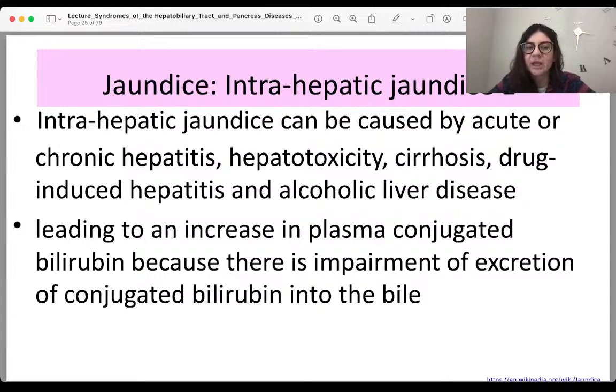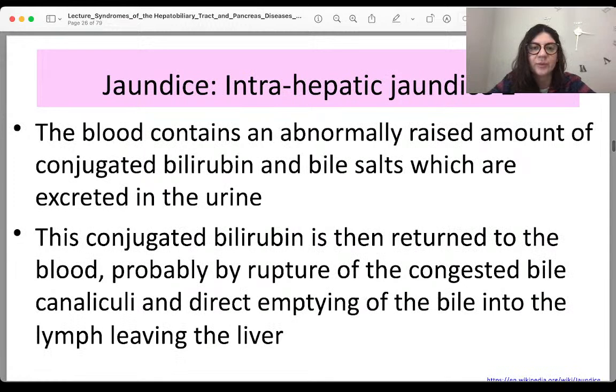Intrahepatic jaundice. Intrahepatic jaundice can be caused by acute or chronic hepatitis, hepatotoxicity, cirrhosis, drug-induced hepatitis, and alcohol liver disease, leading to an increase in plasma conjugated bilirubin because there is impairment of excretion of conjugated bilirubin into the bile. The blood contains an abnormally raised amount of conjugated bilirubin and bile salts which are excreted in the urine.